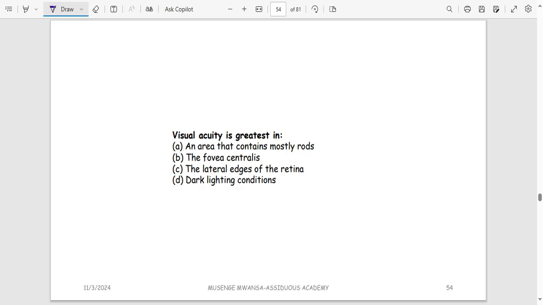Okay, next question. Visual acuity is greatest in an area that contains mostly rods, the fovea centralis, the lateral edge of the retina, dark lighting condition. The fovea centralis, right? What is visual acuity? Anyone? Any doctor to help us?